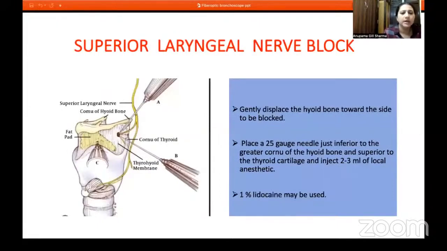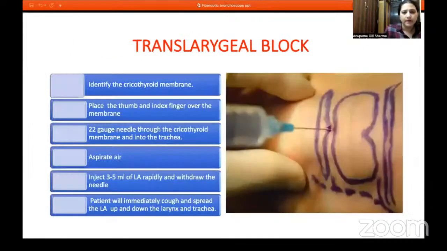The superior laryngeal nerve is blocked just below the greater cornu of the hyoid bone. A 25 gauge needle can be used. The bone is pressed towards the side which is to be blocked, and a small needle is placed just inferior to the greater cornu of the hyoid bone and superior to the thyroid cartilage, which is the landmark. About 2 to 3 ml of local anesthetic, 1% lignocaine, around 0.5 to 1 centimeter deep to the skin can be used. Then repeat the procedure on the other side.